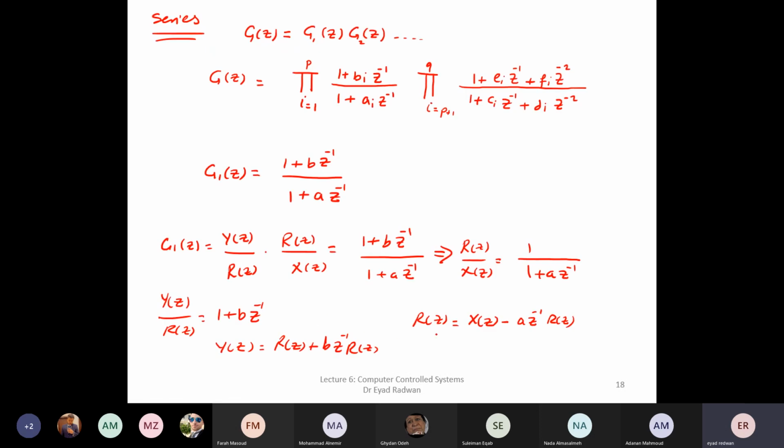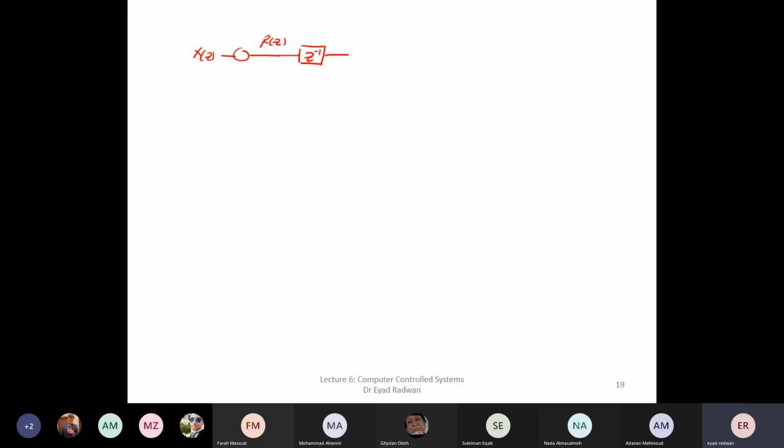هنيجي للإمبلمنتيشن مباشرة. حكتب هون X of Z، هذا X of Z. بعدين إذا بتلاحظ في عندي الأوتبوت من هاي R of Z، وبعدين هذا ال R of Z حدخله على Z to power minus 1. لاحظ وإذا بترجع هون X of Z minus A Z inverse R of Z، فحدخله على delay بضربه في A feedback coefficient اللي هو A، وبعدين بطرحه من هون. هذا R of Z في Z inverse مضروب في A مطروح من X يعطيني R of Z.